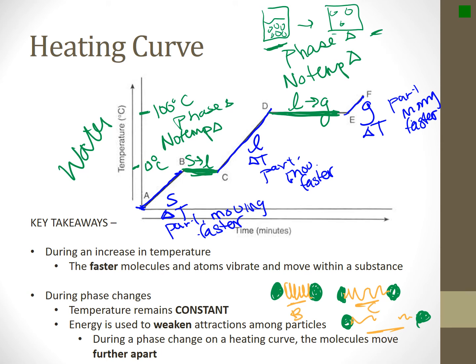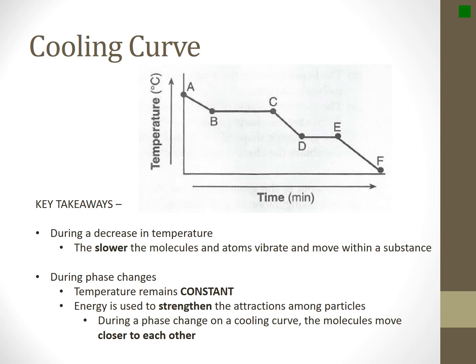Your slinky is stretching. And then from D to E, you actually broke your slinky. And that takes energy, to break your slinky or to stretch your slinky. And that's what's happening during those times. Now a cooling curve is just the exact opposite. So you just got to think of the heating curve and then go with the opposite.